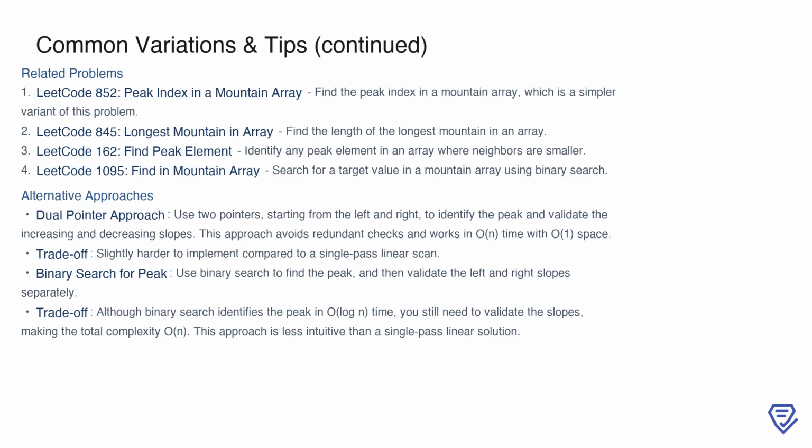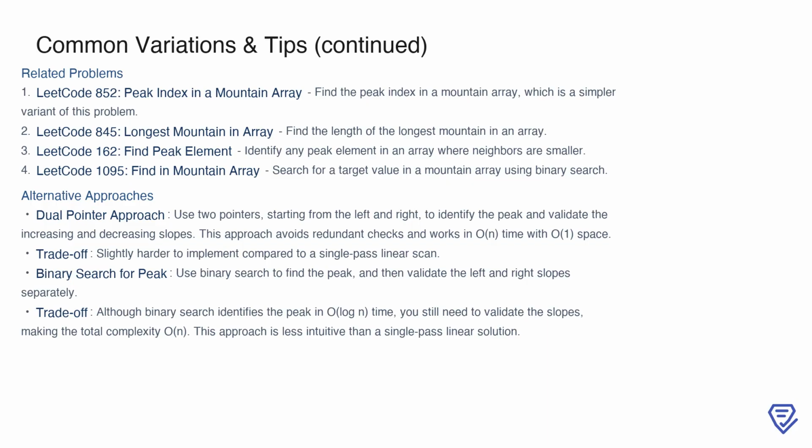Alternative approaches can also be considered when solving this problem. A dual pointer approach, for example, uses two pointers starting from the left and right to locate the peak and validate the slopes simultaneously. This method avoids redundant checks and maintains O(n) time and O(1) space, although it can be slightly more complex to implement.